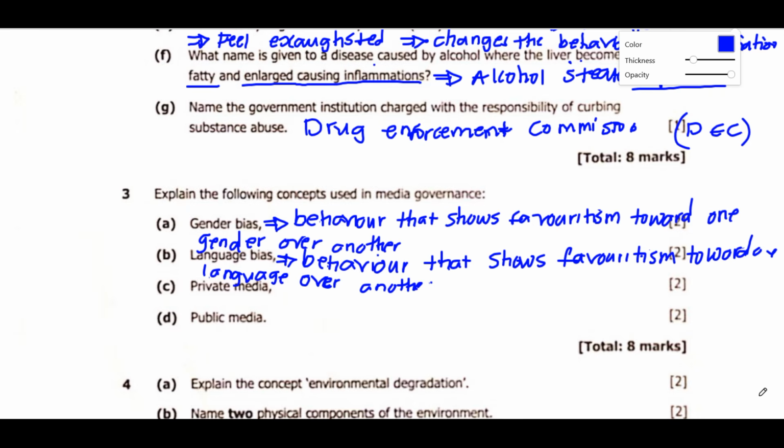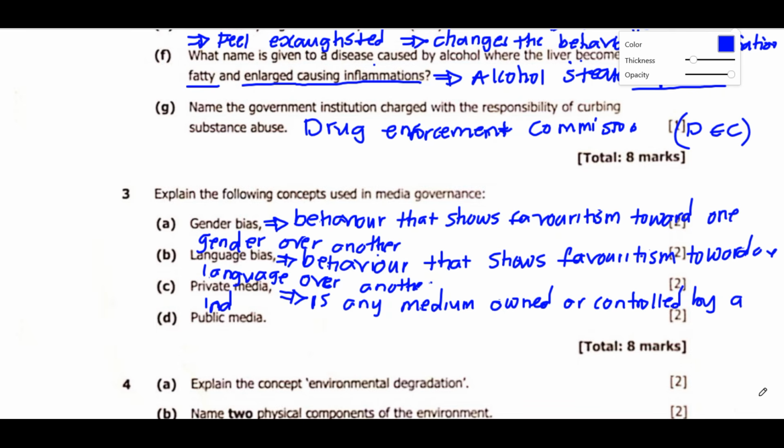Then we move on to private media. We can just look at the word private. So we say it is any medium owned or controlled by individuals or a group of people.